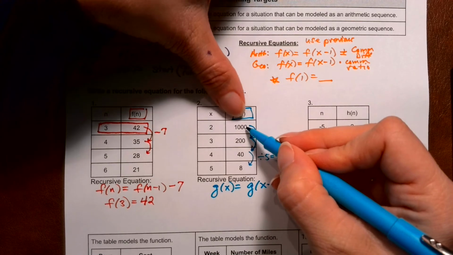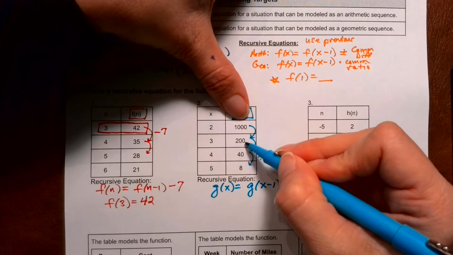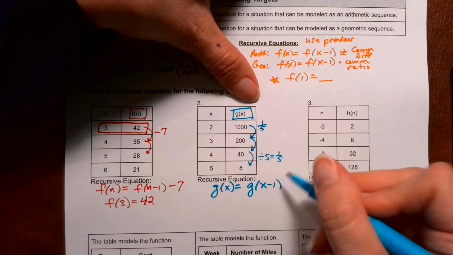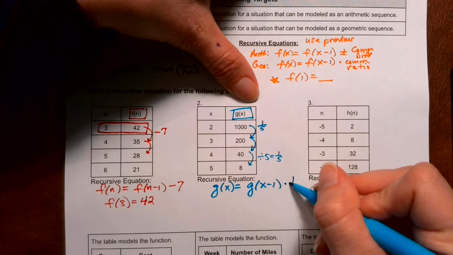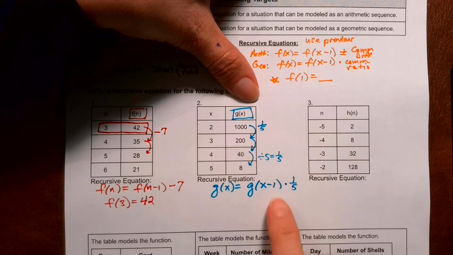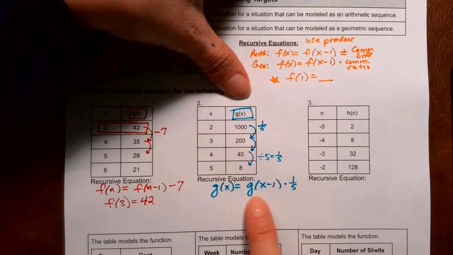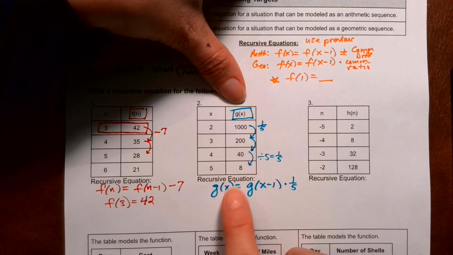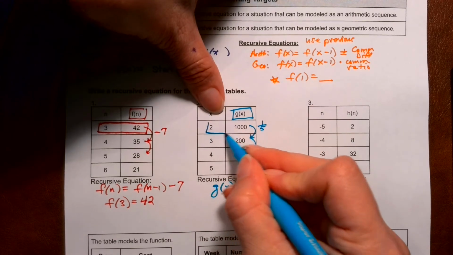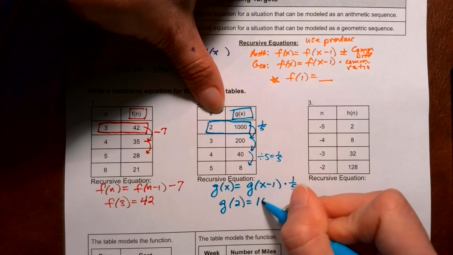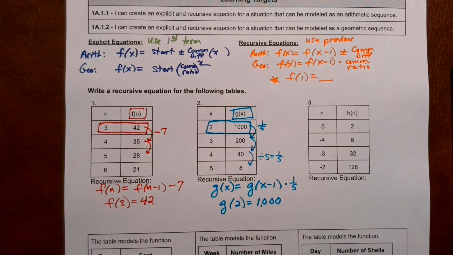Let's go up here and check. Is 1,000 divided by 5 200? Yes. So this is geometric, and it has a common ratio of multiply by 1/5. Previous times 1/5. That's how you get the rest of the table. Now don't forget, we have to get people started. So the first term in this table, g of 2, is 1,000. The main idea with recursive is what's happening to each term.